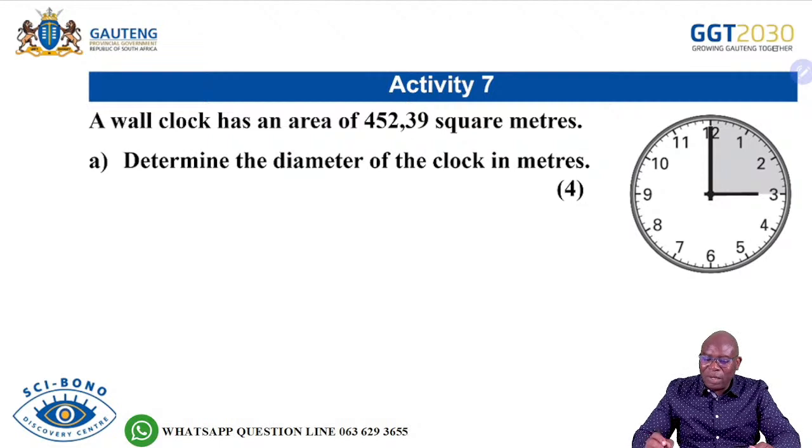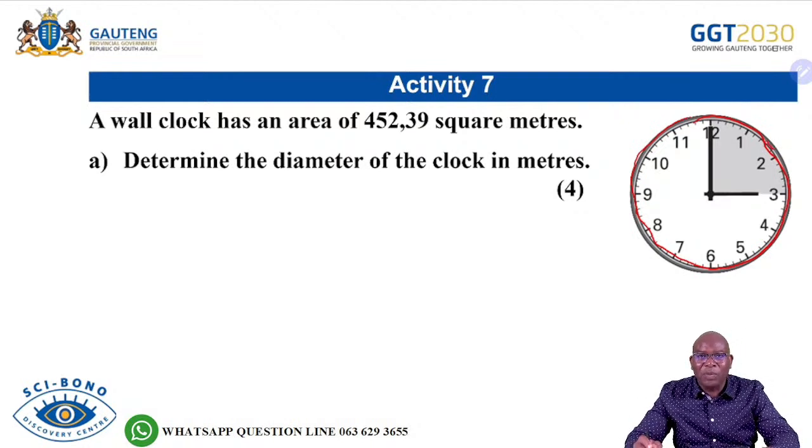First of all, I only have the area of the clock. In other words, I've got the area of the whole circle. I know most of us struggle with this type of clock, as we are so used to the digital ones now. So this analog one: determine the diameter of the clock in meters.